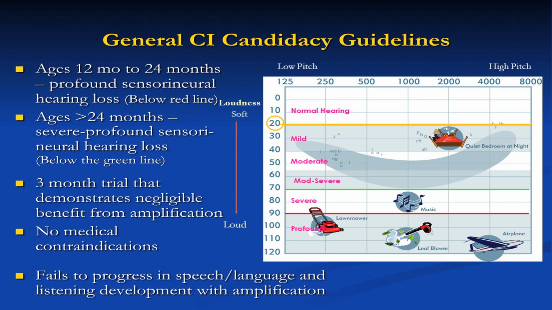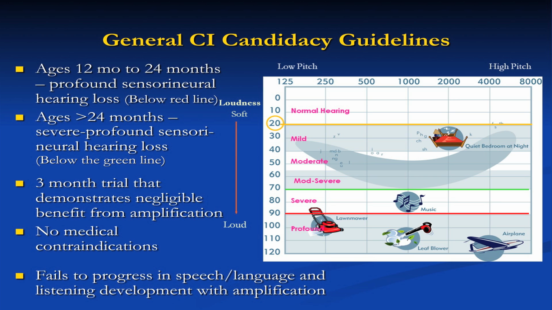So who is a candidate for a cochlear implant? Primary candidacy is if you're between the age of 12 to 24 months, a profound hearing loss across the pitch ranges from 250 to 8,000 hertz. Greater than 24 months, you can have a severe to profound hearing loss, which you can see from 70 to 120 dB.